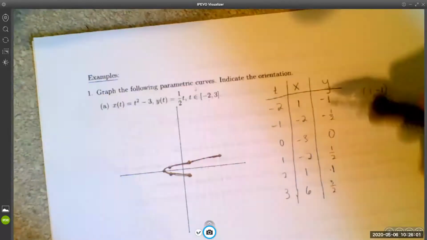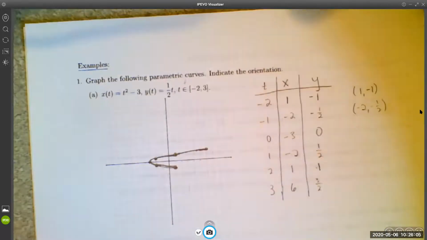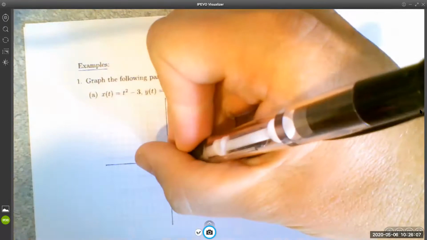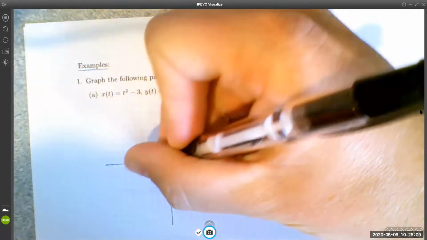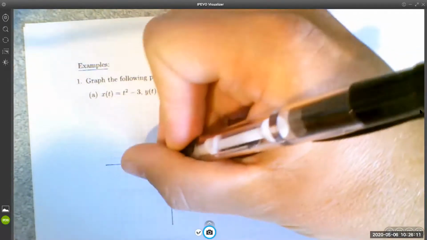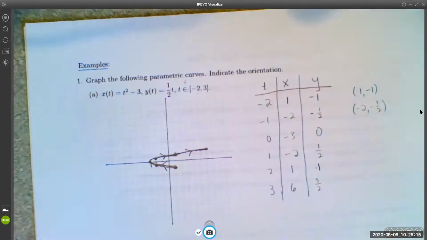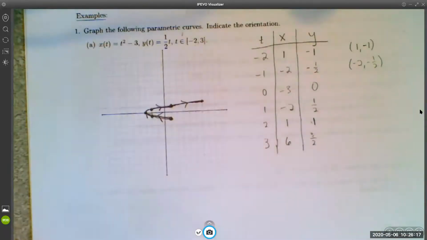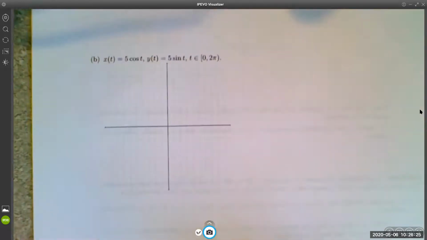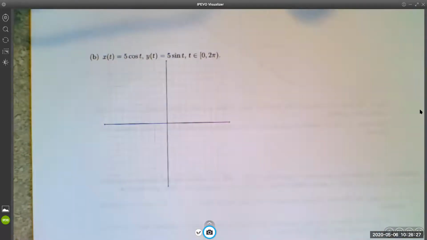Now it says to, oh, that's beautiful. Now it says to indicate the orientation. The orientation is this way, so we're moving in this direction around the curve, right? So there's the orientation of that curve. Okay, so that's that one. Here's another one. Okay, I'll let you pause the video and see if you can work this one out on your own.